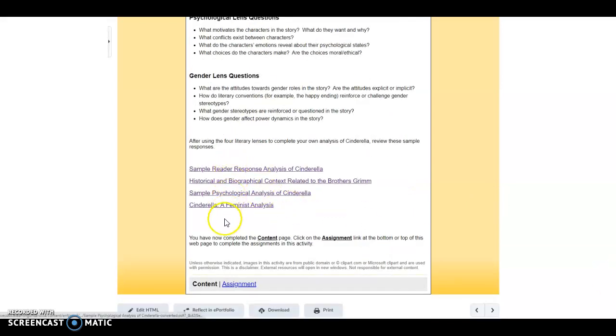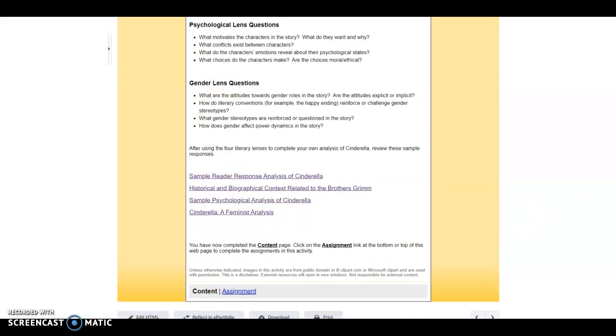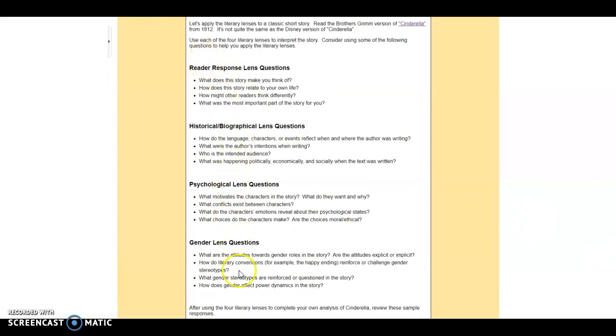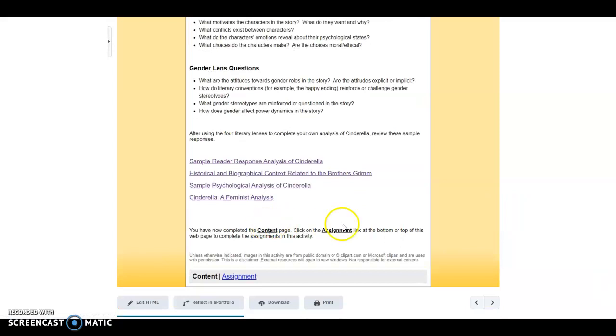After you've looked at the 4 lenses in Cinderella on your own, you can take a look at sample answers. So you've got a sample of a reader response analysis of Cinderella, a sample of a historical biographical analysis, a psychological analysis, and a feminist or a gender analysis here. So these are just samples. What you come up with doesn't have to be the same as these samples. They're just giving you an idea of how each of these 4 could have been applied to the story. And that's it. That's your content. Once you've reached this point, you can move on to the assignment.